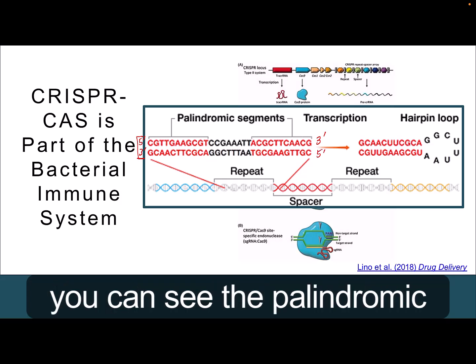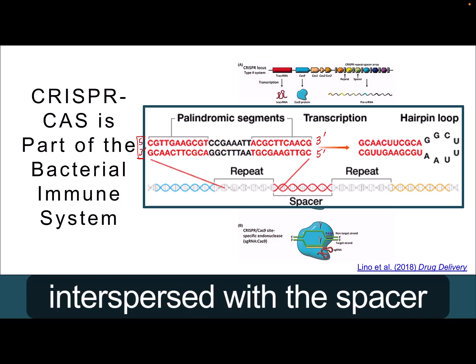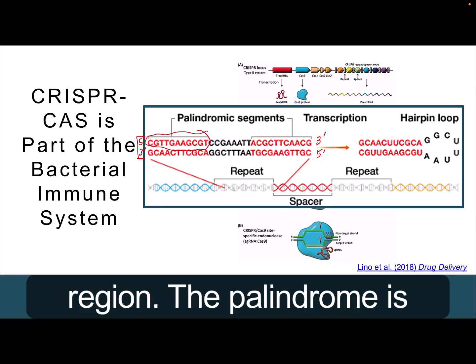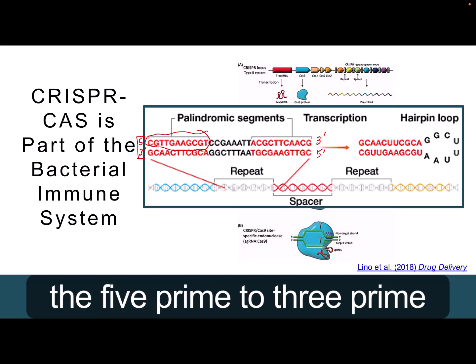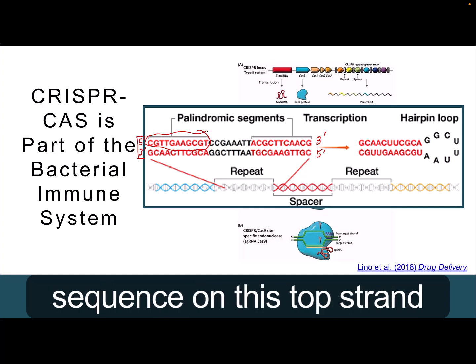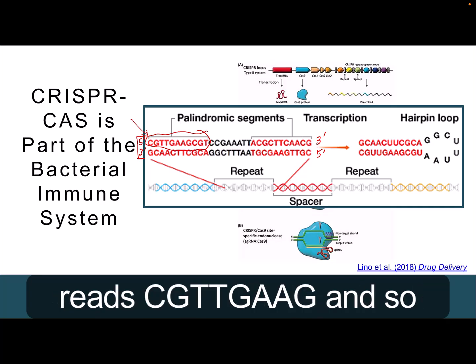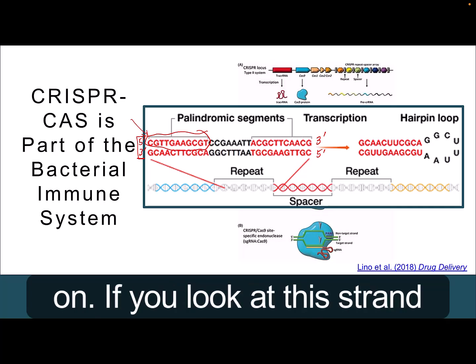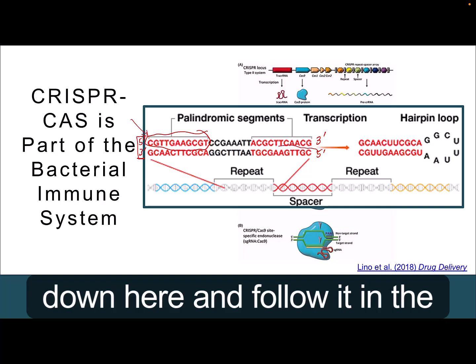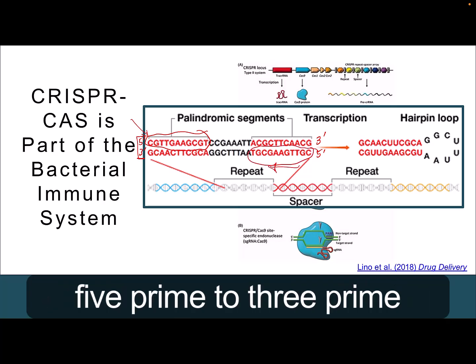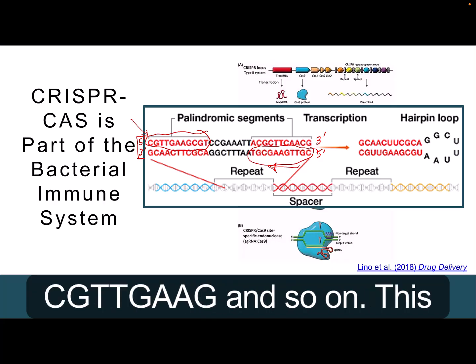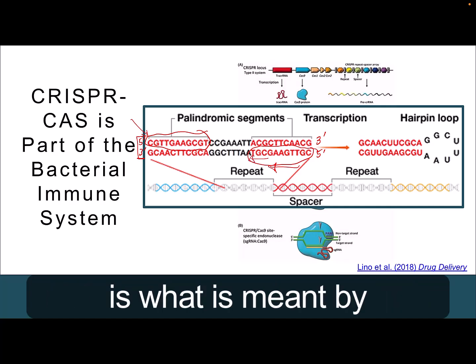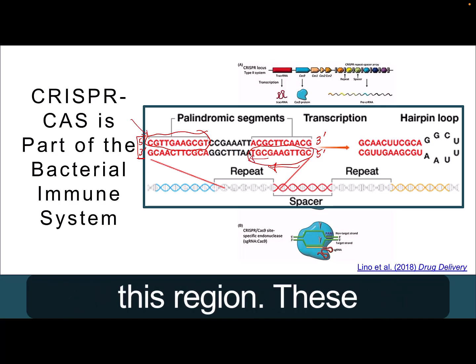So here you can see the palindromic repeat sequences interspersed with the spacer regions. The palindrome is shown here in the red sequence. You can see that the 5' to 3' sequence on this top strand reads C, G, T, T, G, A, G, and so on. If you look at this strand down here and follow it in the 5' to 3' direction, you will see the same DNA sequence. C, G, T, T, G, A, G, and so on. This is what is meant by palindromic repeats within this region.